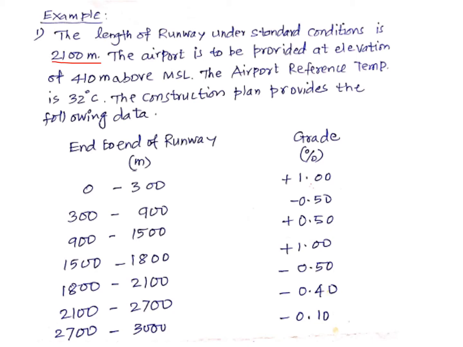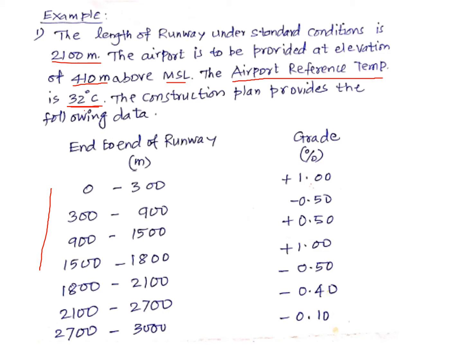Now we have to provide the airport runway at an elevation of 410 meters above mean sea level. The airport reference temperature is 32 degrees centigrade. We have seen that the formula for the airport reference temperature is Ta plus 1/3 of the difference of the mean temperature and Ta. Most of the time this airport reference temperature will be given, you need not do the calculations for this, and the data for the gradients is given like this.